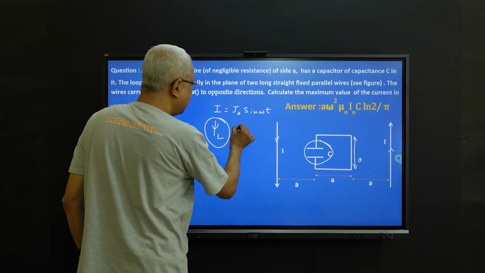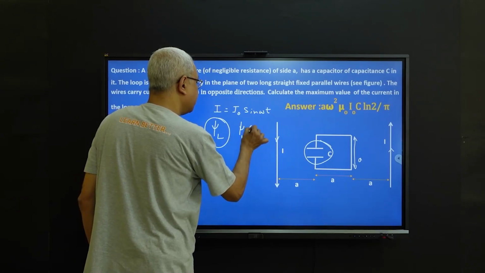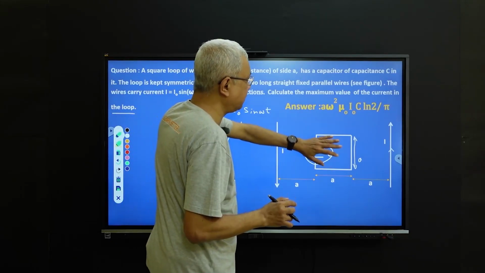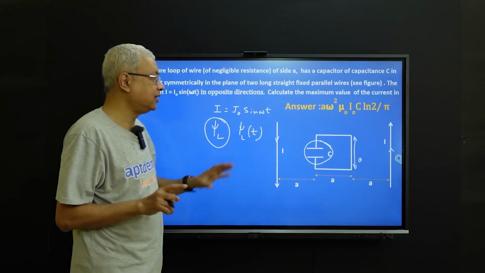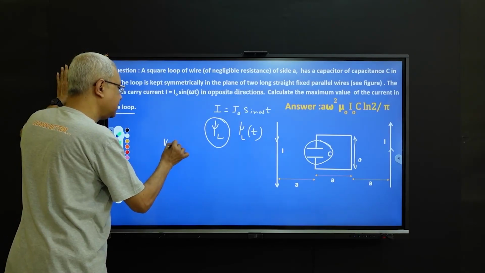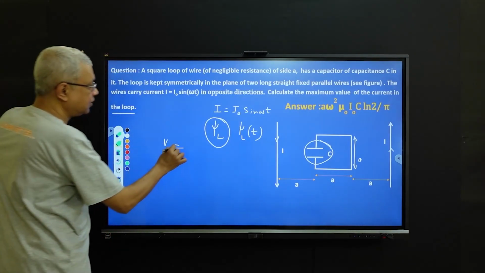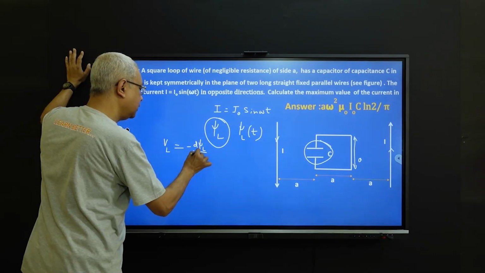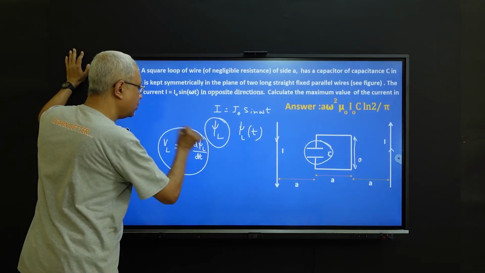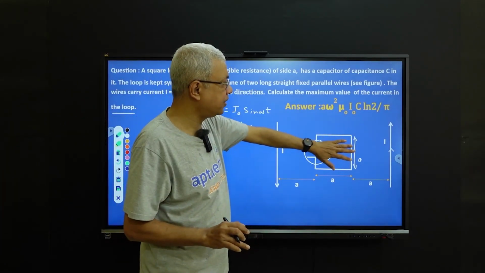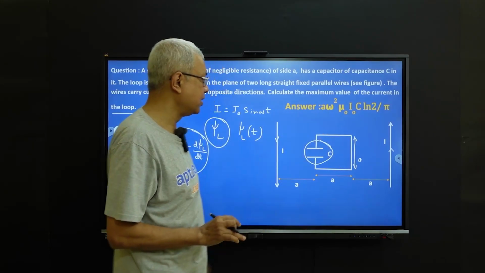And since psi L is a function of time, if there is a time dependent flux linkage to a loop, then there will be induced voltage in the loop, and that can be computed using this formula, Lenz's law. So there will be induced voltage in this loop because of time dependent flux linkage through the square loop.